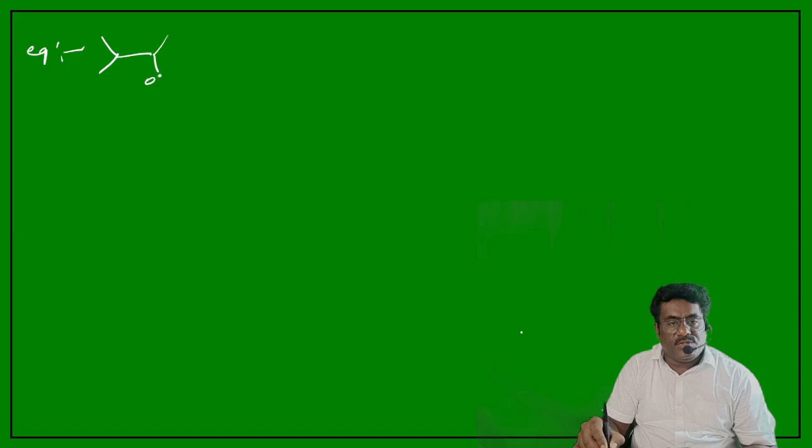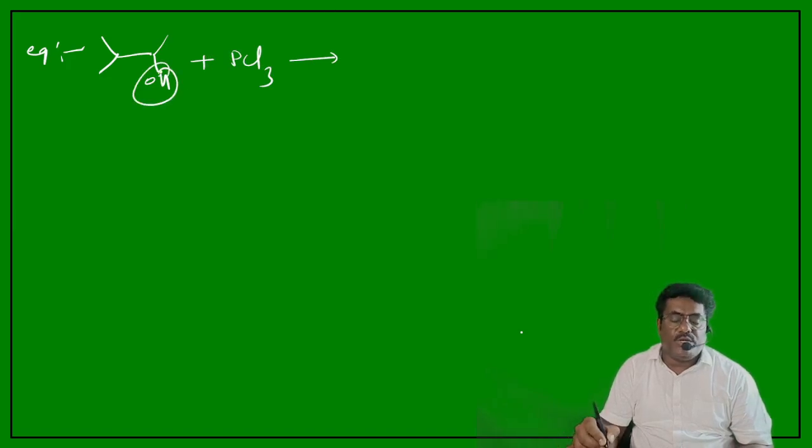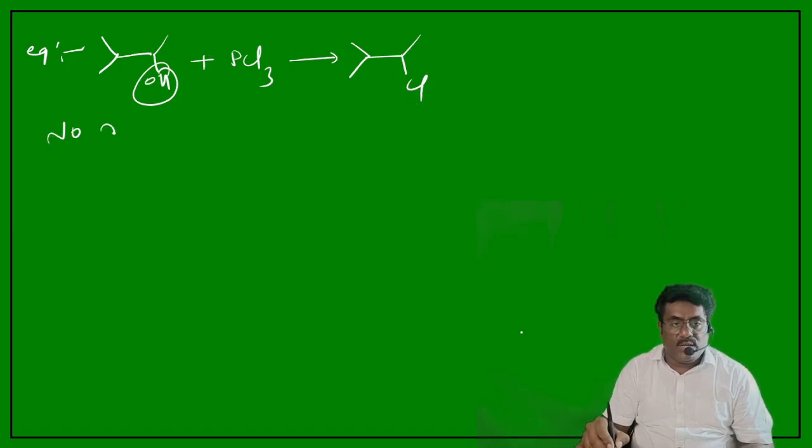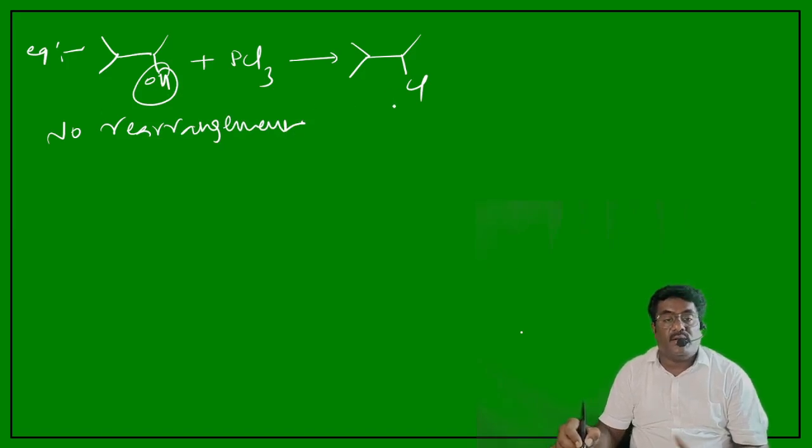I am taking an example: an alcohol with OH in presence of phosphorus trichloride. What is the product? Very simple. Remove OH, add chlorine. There is no possibility of rearrangement. Simply OH is removed and chlorine is added.